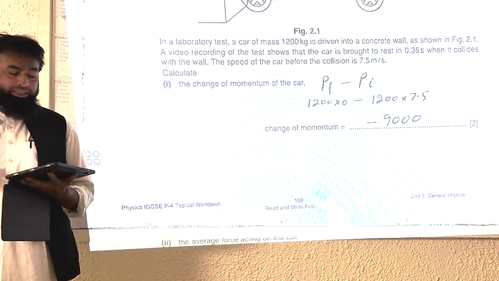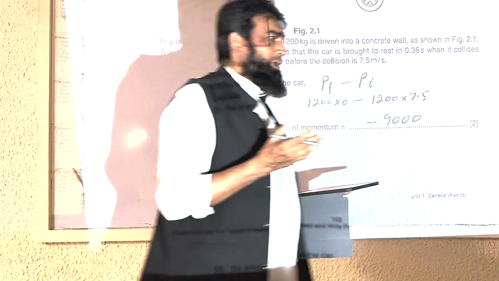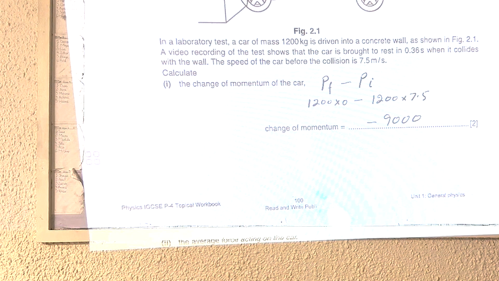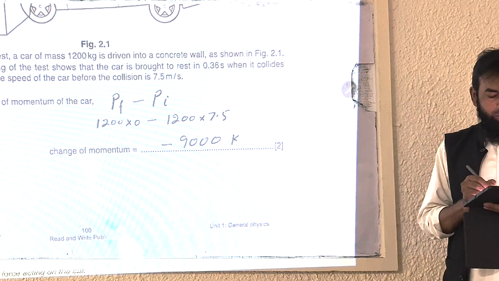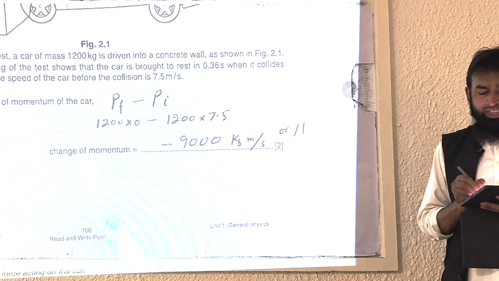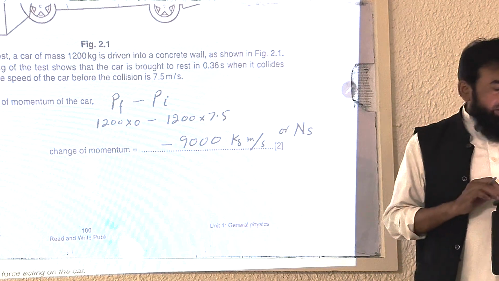Basically it is showing that, because this is the change in momentum, and the final momentum is smaller than the initial momentum, that's why this negative sign is coming. So what is the unit for momentum? Kilogram meter per second. Or you can also use the unit Newton second. These two units can be applied.